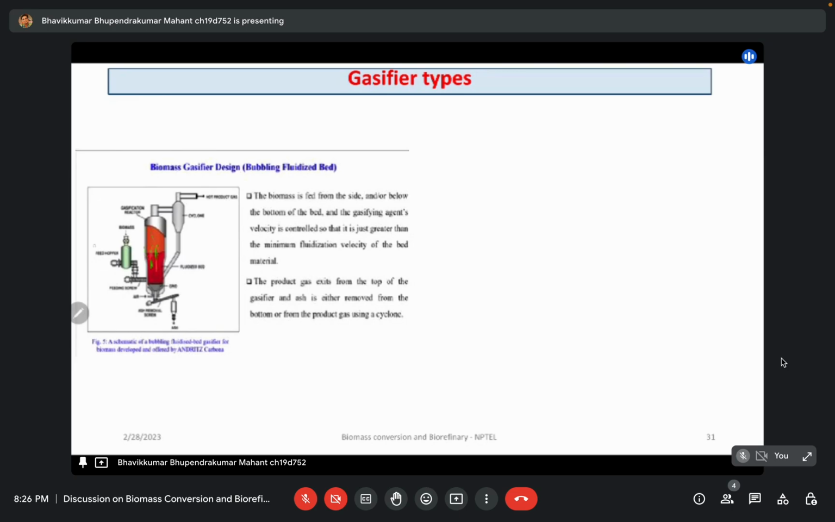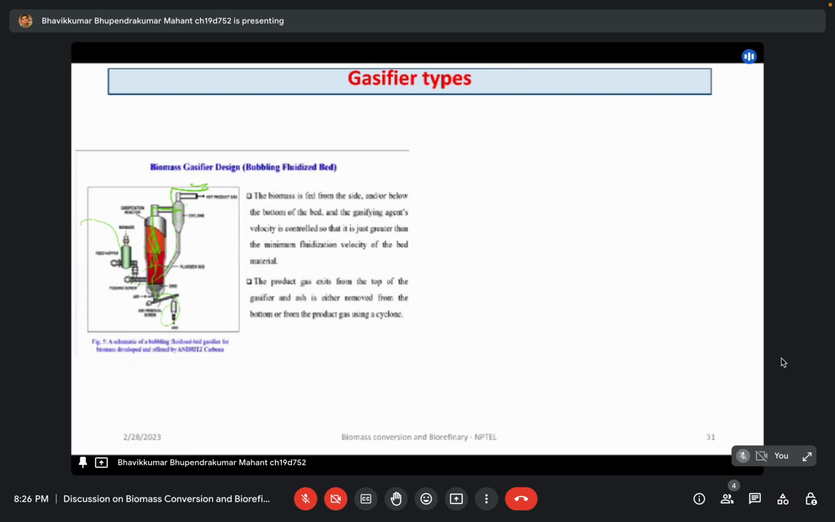Here our biomass comes in from here, and we provide the air from here, and the fluidization takes place. And from here a cyclone separator is there. The cyclone separator is used to separate the gas from the solid. Whatever gas you are getting is the final product gas, and the solid will be recycled back.